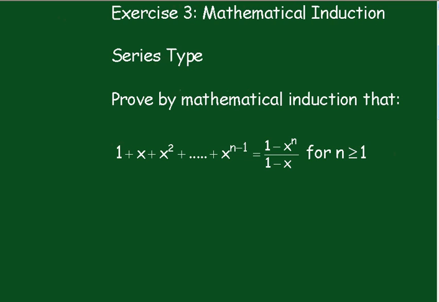Exercise 3. Mathematical induction, series type. Prove by mathematical induction that 1 plus x plus x squared plus up to x to the n minus 1 equals 1 minus x to the n over 1 minus x for n greater than or equal to 1. Alright, now pause the video and have a go at this one.